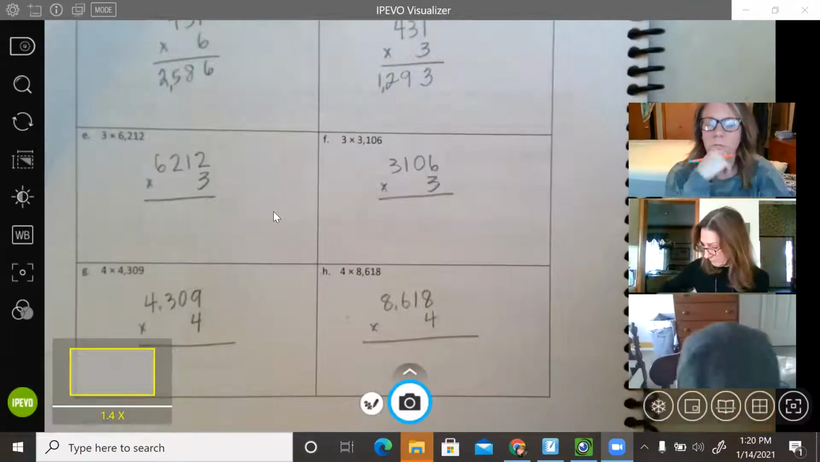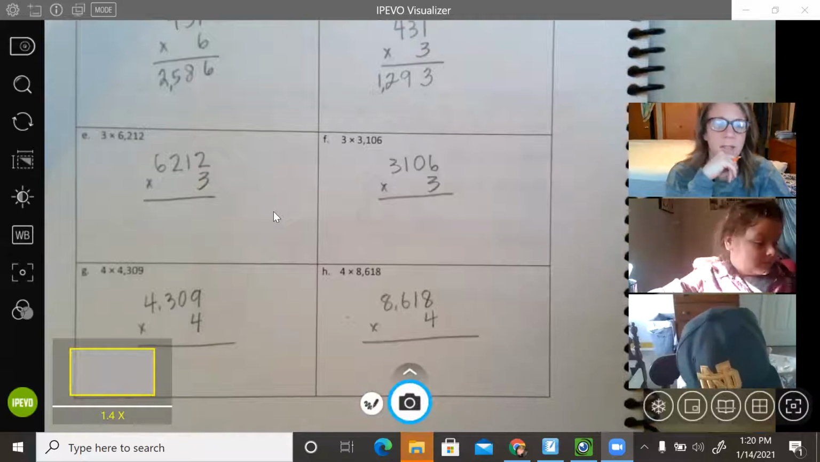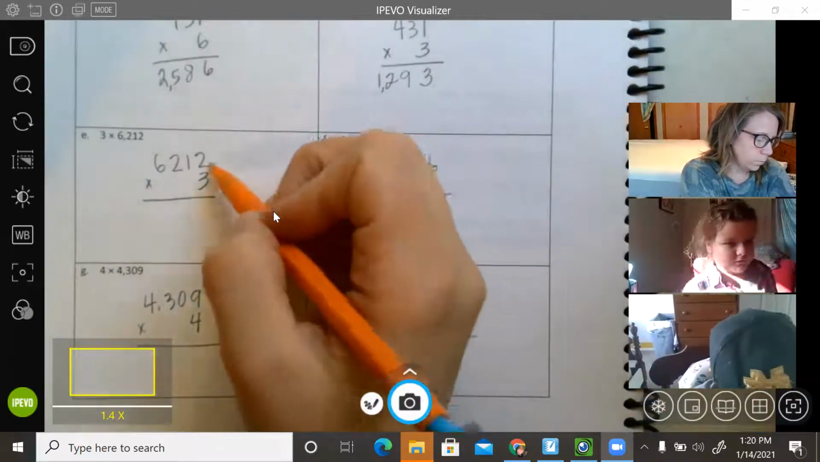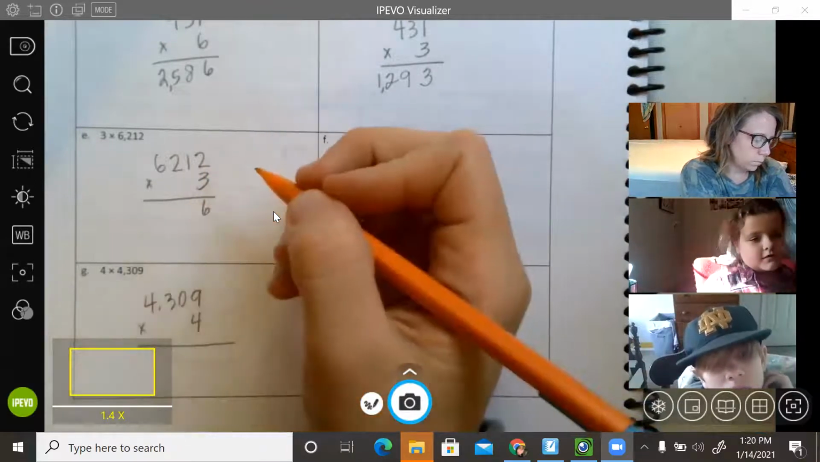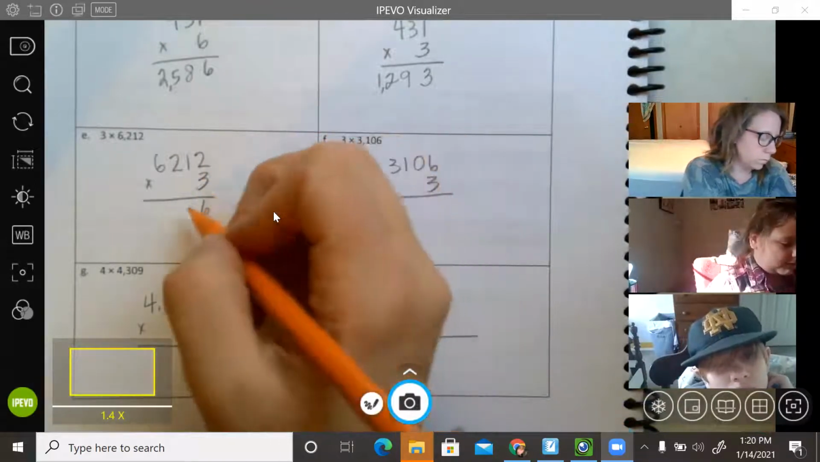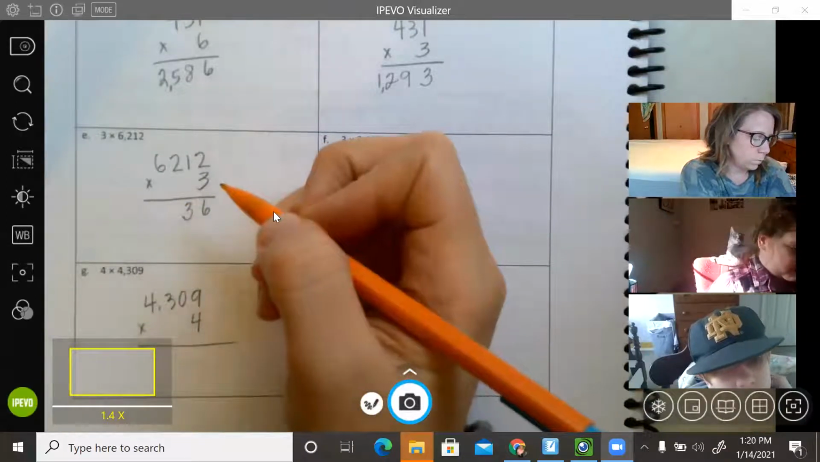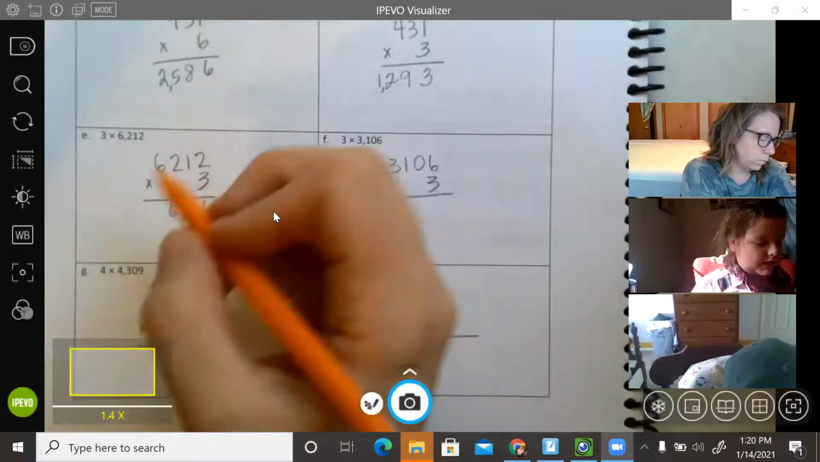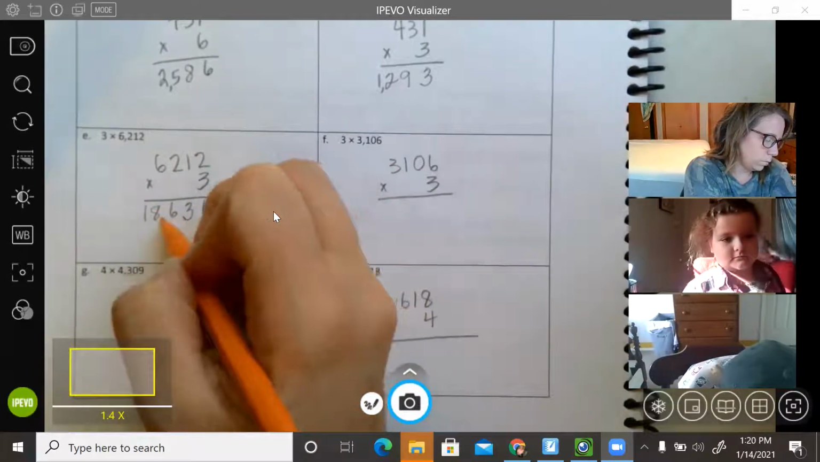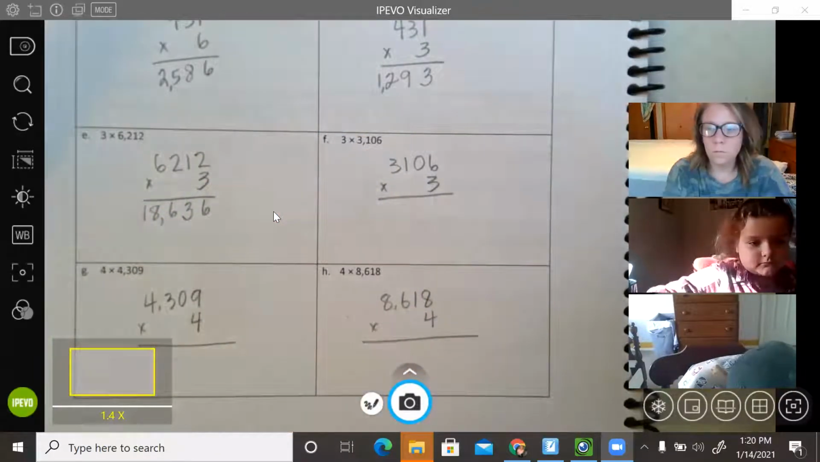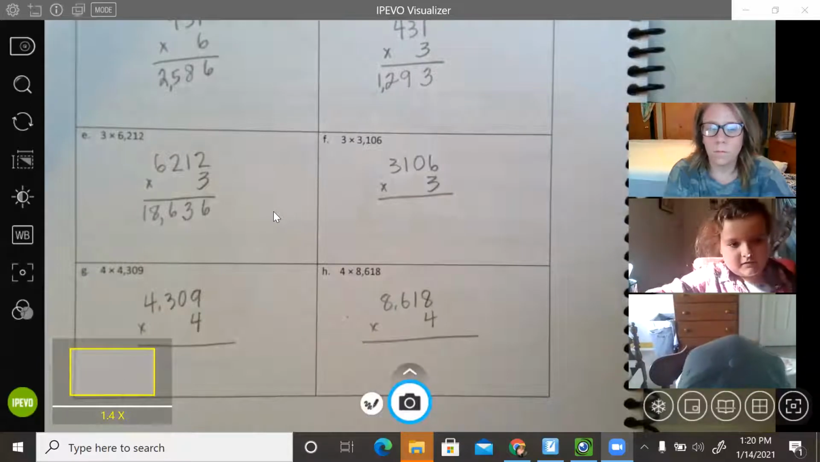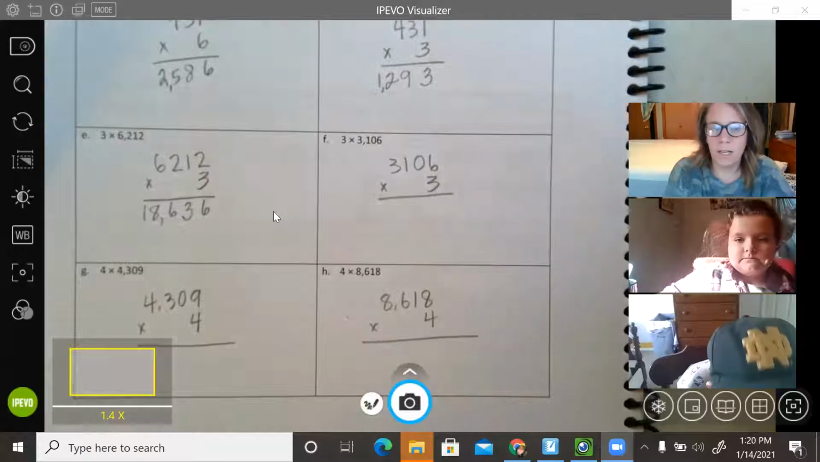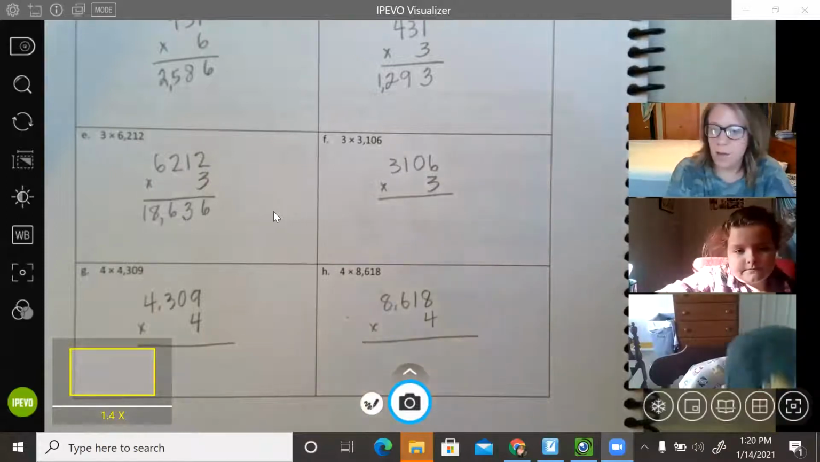Letter E. That's me. Okay, Tegan. First, we do 3 times 2, which equals 6. Then we do 3 times 1, which equals 3. Then 3 times 2 again, which equals 6. Then 3 times 6, which equals 18. And our answer is 18,636. Very good. We're getting some big products now. Okay, letter F.